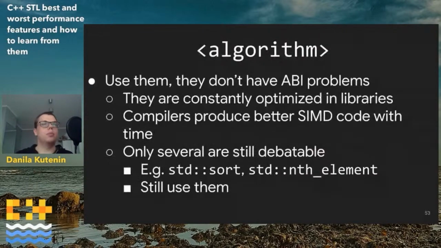Algorithms are pretty good, I could say. Algorithms, unlike the classes, don't have ABI problems. They're constantly optimized and are doing a better and better job. For example, compilers produce better SIMD code. And there are only several that are debatable. For example, people still argue about which sort is better, but I strongly advise you to still use them because, in your particular case they might not be the best, but in the general case they are really a good default.